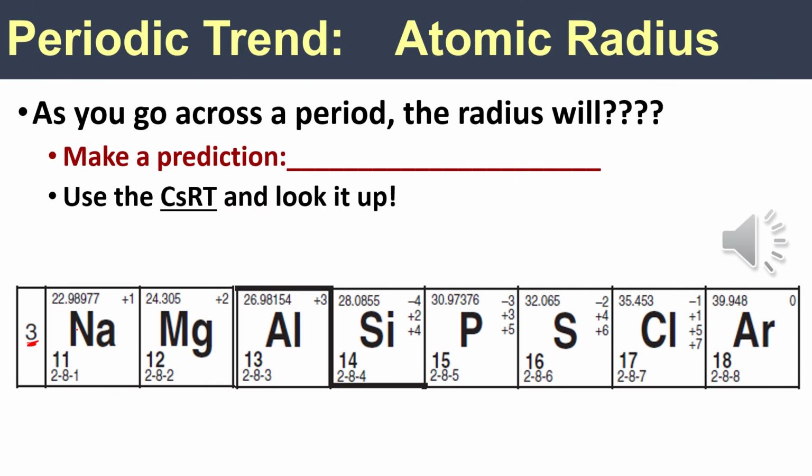Now that we've got the group trend in our pocket, let's see how atomic radius trends across a period. I want to direct your attention to period 3, where we are going from sodium all the way over to argon. So stop the video now and make a prediction. Do you think atomic radius will increase or decrease as I proceed left to right across the periodic table? Pause the video now and then unpause when you have an answer.